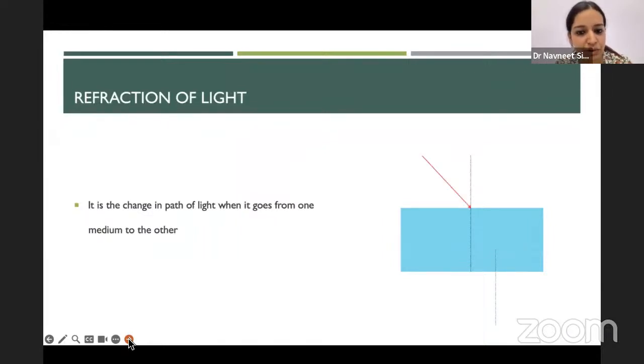Now, what is refraction of light? Refraction of light is a change in path of the light when it goes from one medium to another. As we can see in this animation, when the light rays strike at the junction of two different media, they bend according to the refractive index.